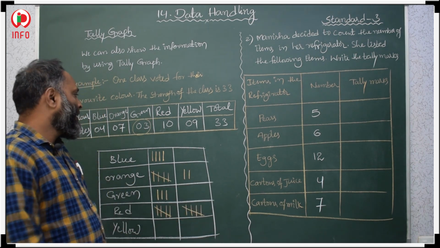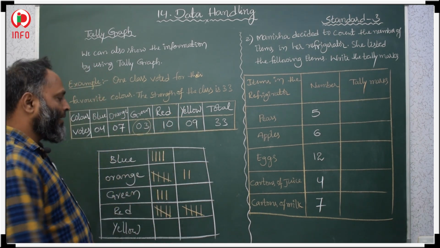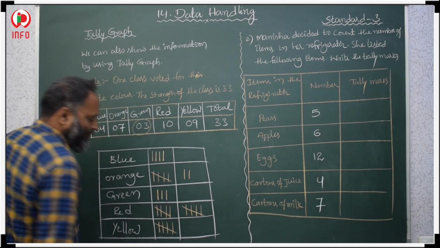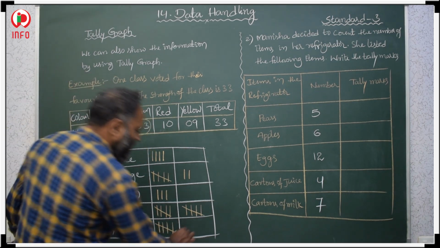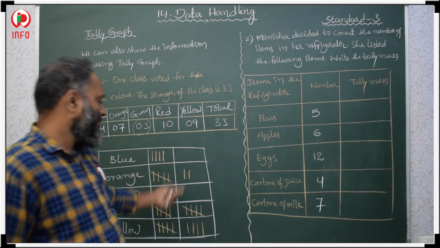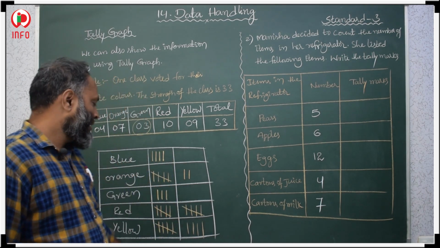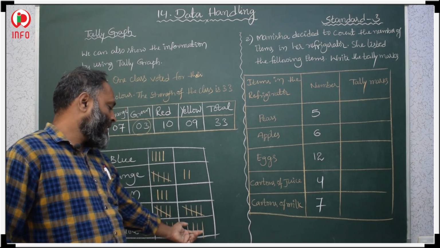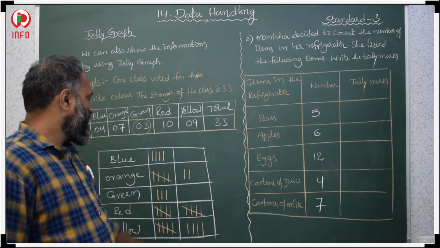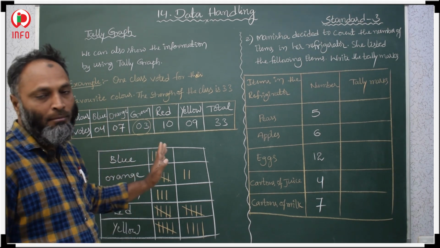Okay. Now, how many students like yellow color? 9. 9 means first 1, 2, 3, 4, 5. 5 lines over, then 6, 7, 8, 9. Only 9 is there, there is no 10, so no need to draw a slanting line. 5 lines in the first group and 4 lines in the next. So total 9. This is the representation of a tally graph or tally marks.